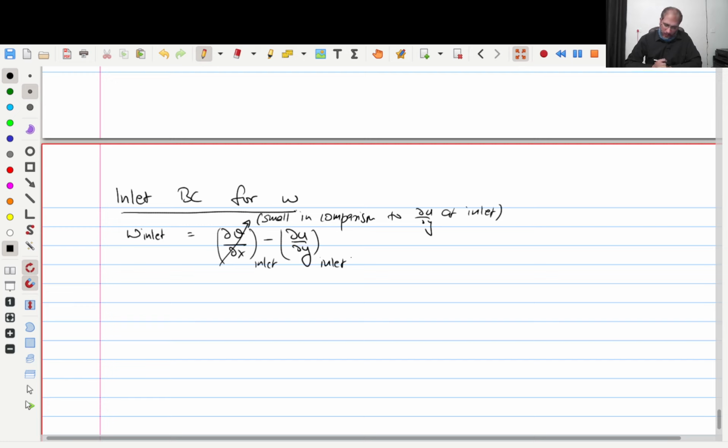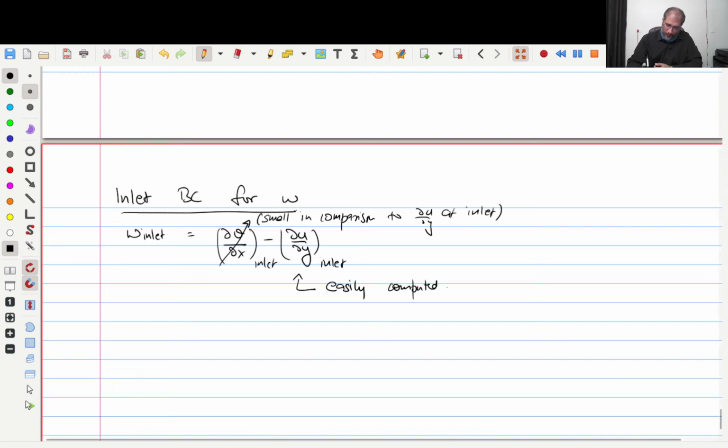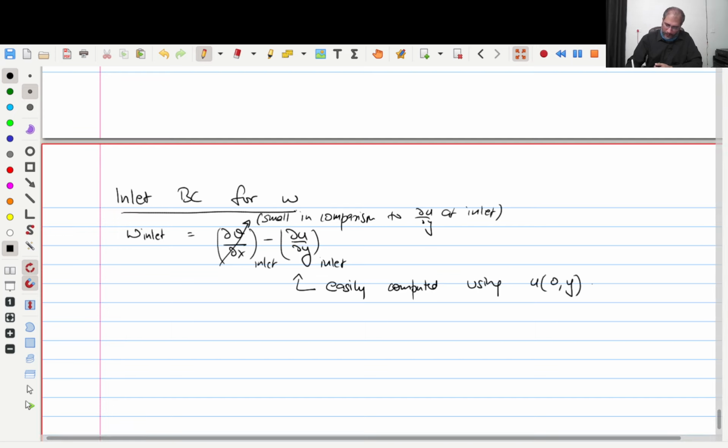So omega at the inlet is minus del u by del y, and the u profile we already know, u as a function of y, we just wrote that. So this can easily be computed using the inlet boundary condition for u, using u as a function of 0 comma y, that is at the left boundary. So x equals 0 is the left or inlet boundary. So this way omega inlet becomes a Dirichlet boundary condition, because omega inlet is a known value as a function of y, of course.